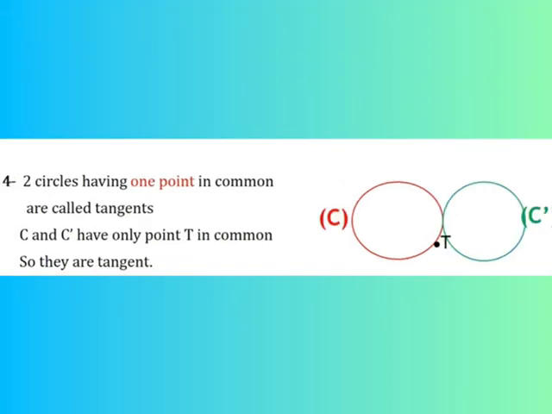Now we have two circles, C and C prime. These two circles intersect at 1 point only. And when we have two circles having only 1 point in common, then we call them tangent circles. And the common point here in this figure is point T.